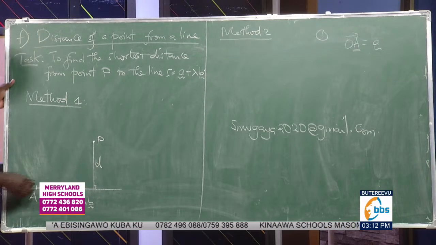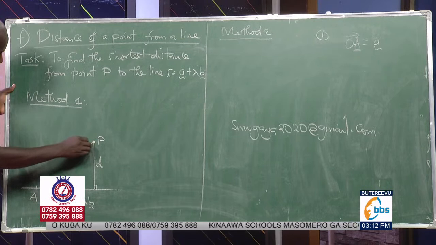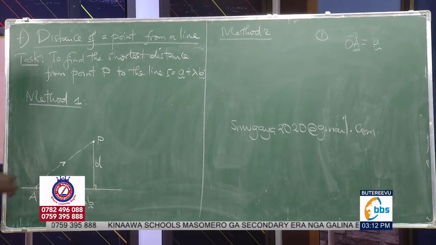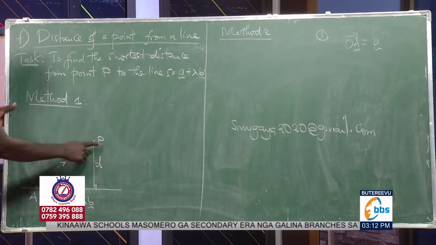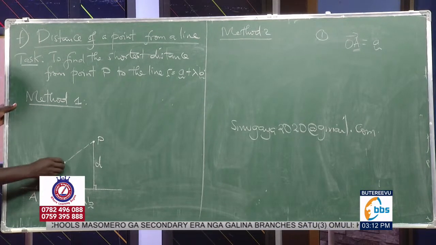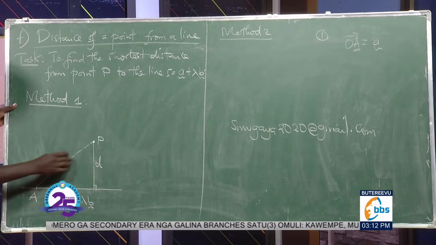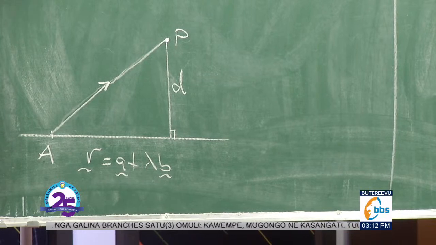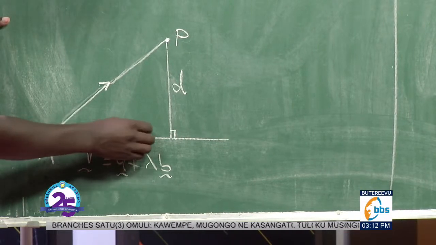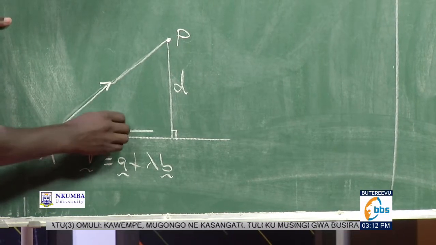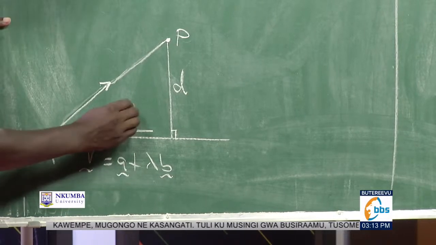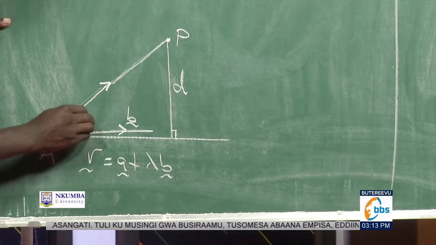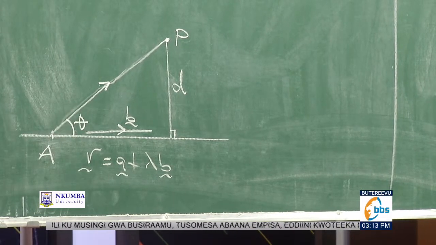The first thing we will do is get the vector AP. Since this is known and this is also given, then we can get the vector AP. Of course, it is OP minus OA. And then we get this other vector here. This is the direction of the line, so we could call that the vector B. And then we obtain the angle between those two vectors, that angle there.